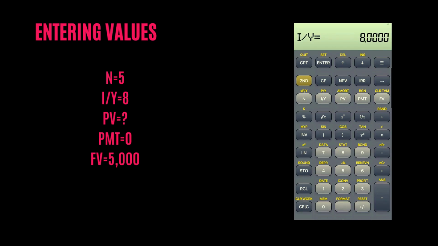Now the key to this problem, you want to keep in mind anytime you're doing a problem with the TI, you don't have to decimalize it and put in 0.08. You just enter in 8 as a whole number. If you put in 0.08, that will mess up your answer and cause all kinds of issues. So you do not want to do that.